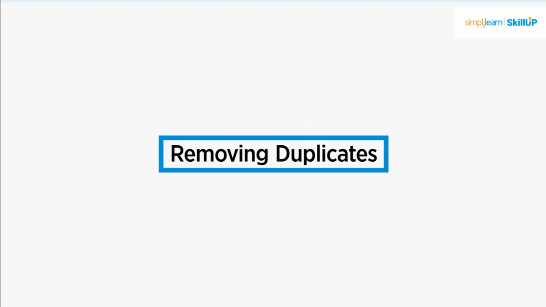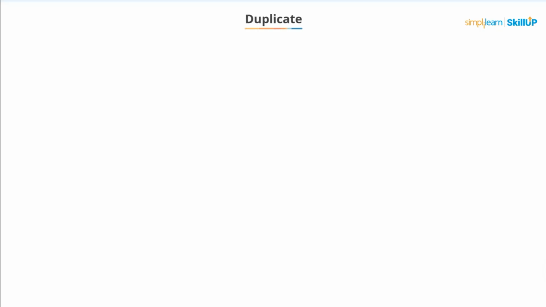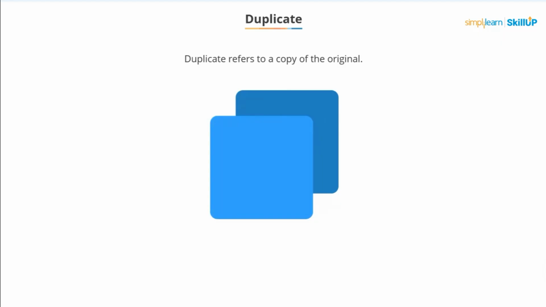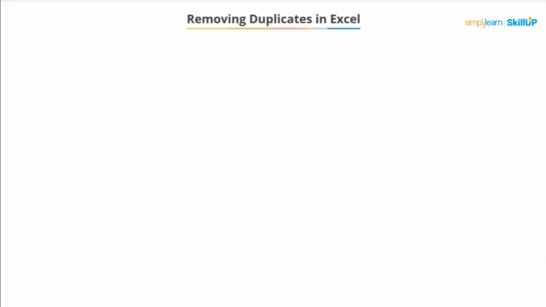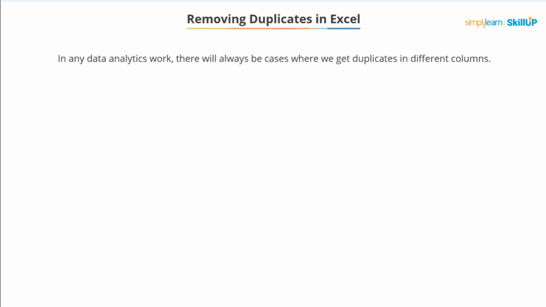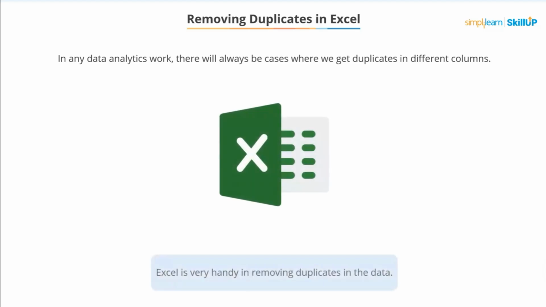We will learn about removing duplicates. First, let us learn what a duplicate is. Duplicate refers to a copy of the original. So, in order to prevent errors, we have to remove duplicates. In any data analytics work, there will always be cases where we would get duplicates in different columns. Excel is very handy in removing duplicates in the data.